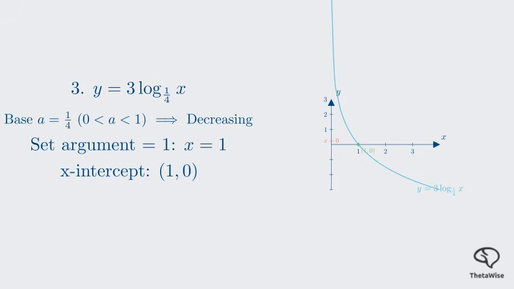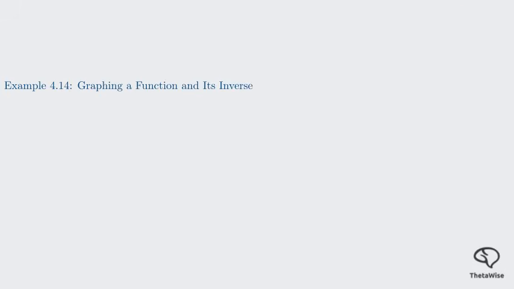You've now seen how to sketch logarithmic graphs by identifying their key features based on the base of the logarithm. This completes example 4.13. We'll now move on to our final example, example 4.14, which brings together what we've learned about inverse functions and graphing. We'll sketch an exponential function and its logarithmic inverse on the very same set of axes.